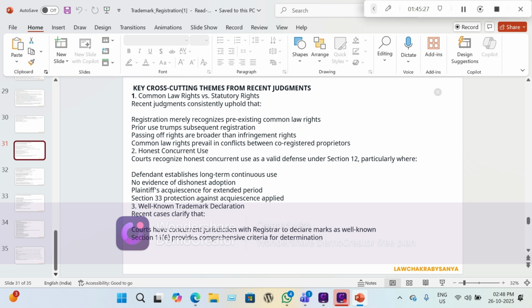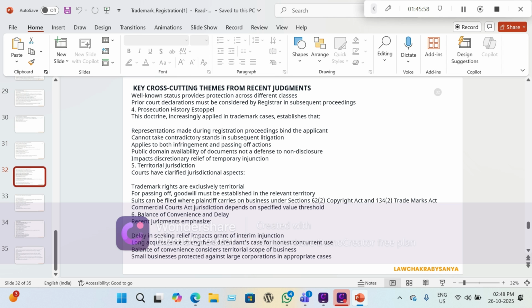Then well-known trademark declaration. Recent cases have clarified that courts have concurrent jurisdiction with registrars to declare marks as well-known under Section 11(6). So like I told you, both the registrar and the courts can decide whether a mark is a well-known mark. They can decide it concurrently, together at the same time. It depends on where the applicant wants to go. Then on the next slide, we have well-known status that provides protection across different classes. Then prosecution history estoppel we just talked about. This is basically just a summary of everything we've just covered.